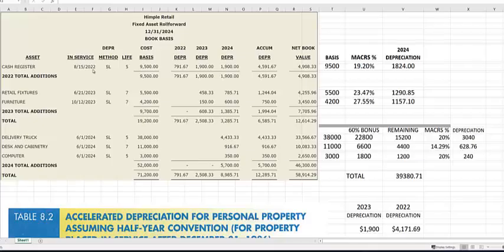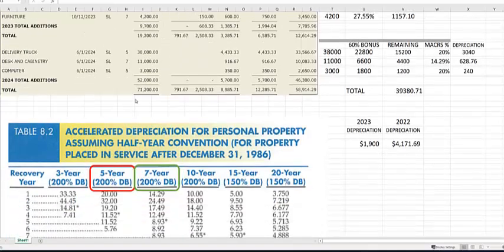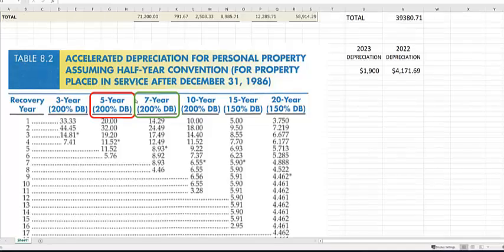That's 22 was year 1, 23 was year 2, so 24 is going to be year 3. It has a 5-year useful life. So we're going to come down to the depreciation for personal property, assuming a half-year convention. Now, most items that you depreciate that are not real property or rental real estate are going to be depreciated using Table 8.2 or this half-year convention.